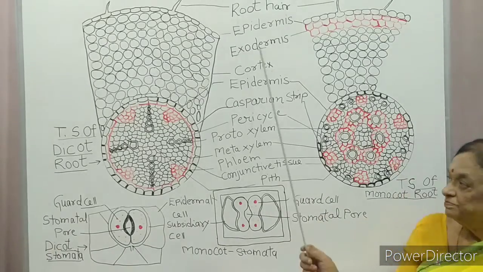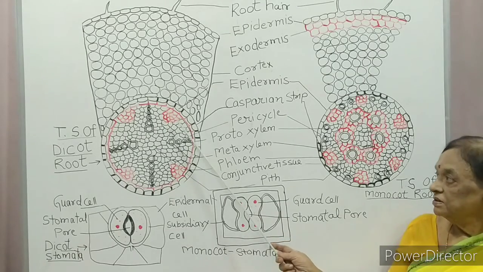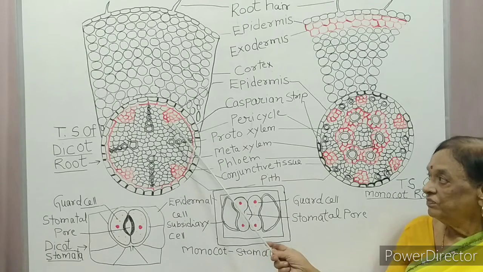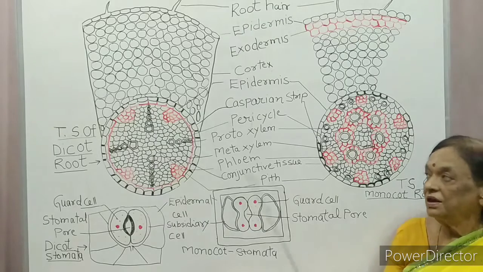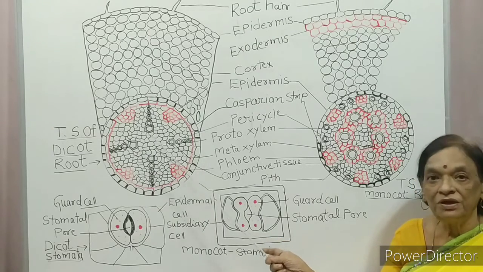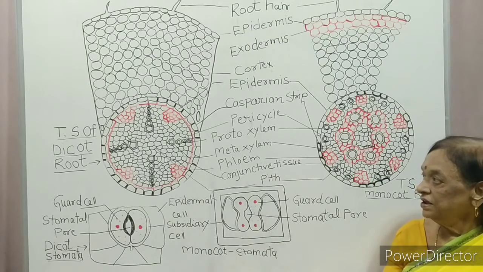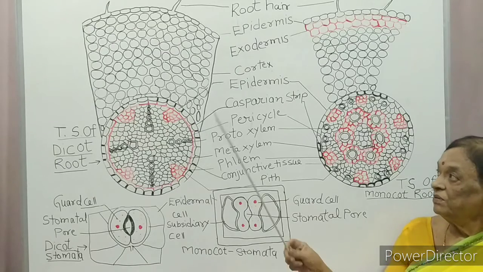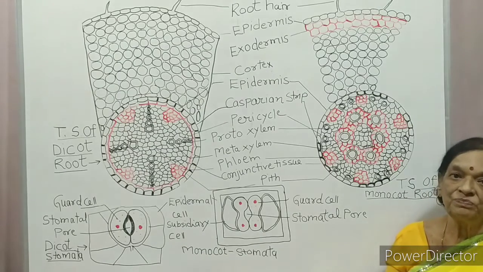Then, whenever you draw a diagram, phloem and xylem, draw with dark color. Press the same pencil and draw phloem and xylem. And conjunctive means connective tissue. Draw with light hand. So there should be demarcation of different layers.